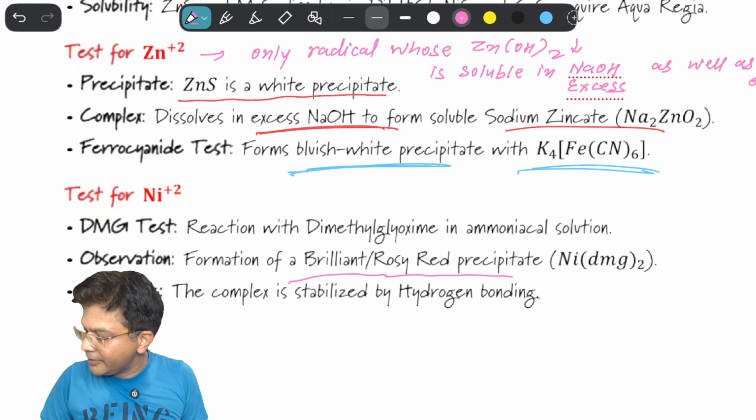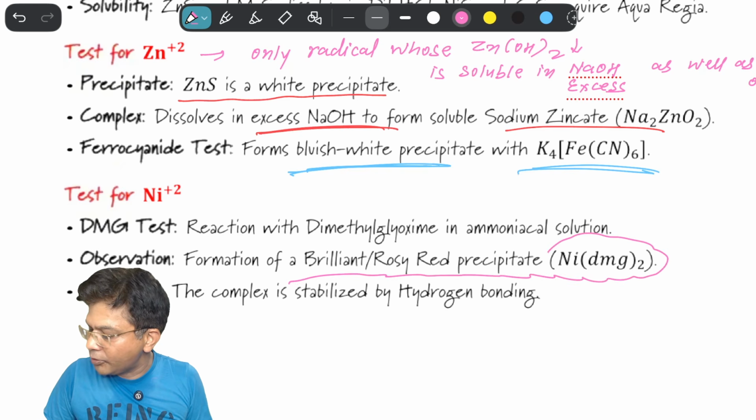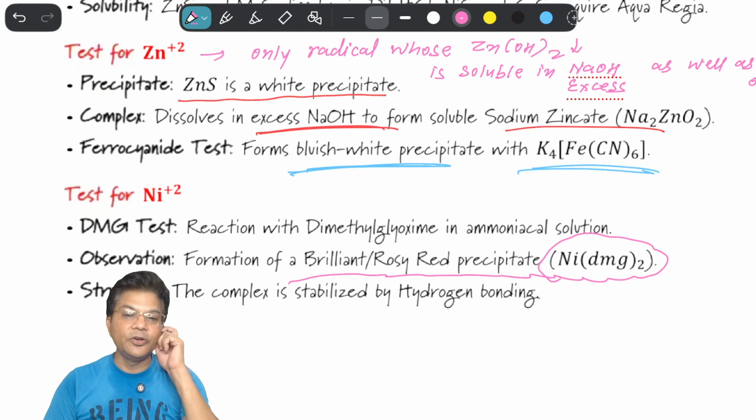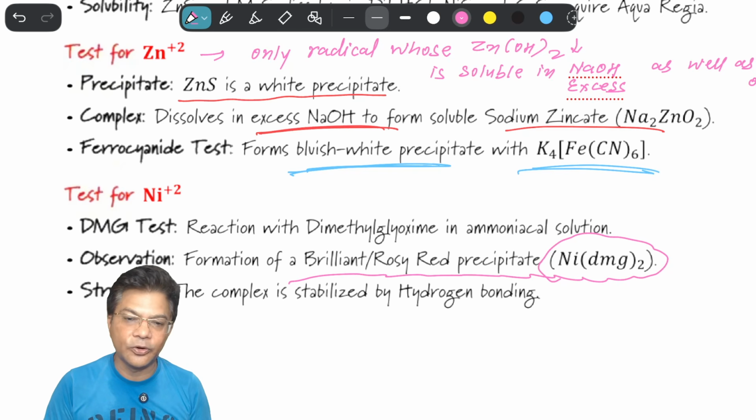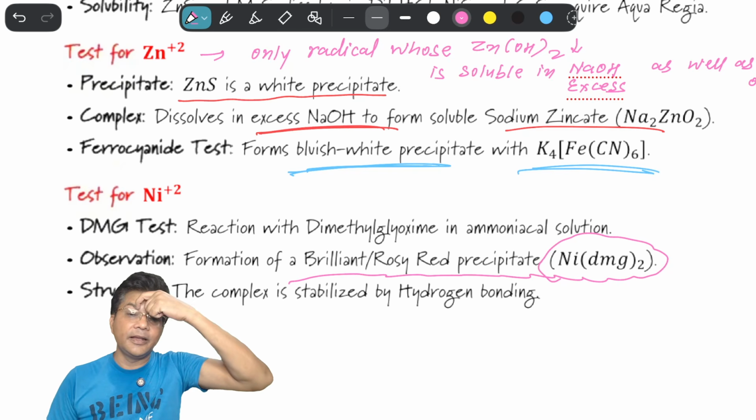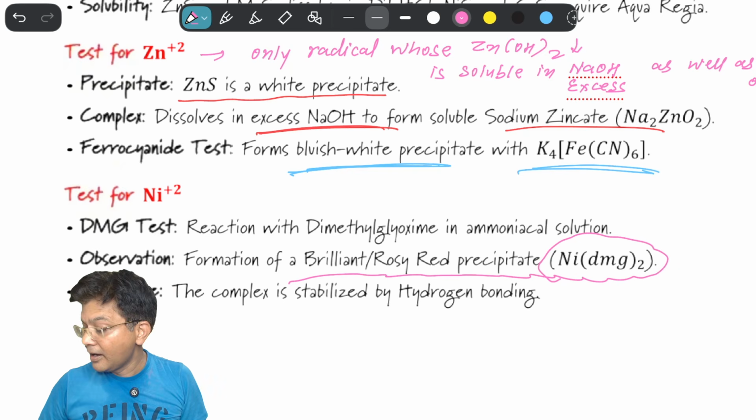Now nickel, only one thing is important, rosy red PPT. Brilliant rosy red PPT, Ni(DMG)2. Dimethyl glyoximato. This is the radical, only this one. And the complex is stabilized by hydrogen bonding.